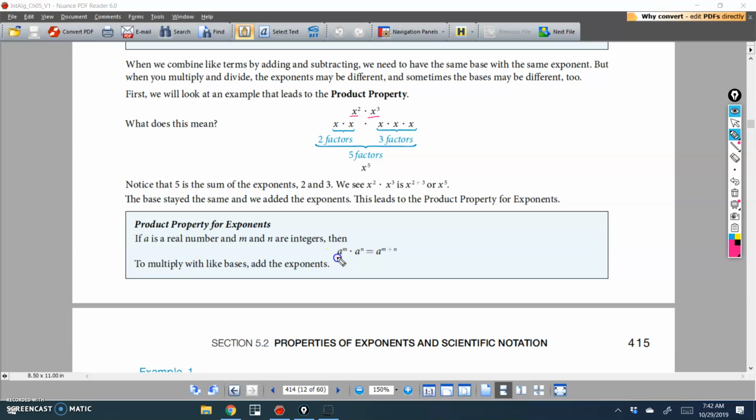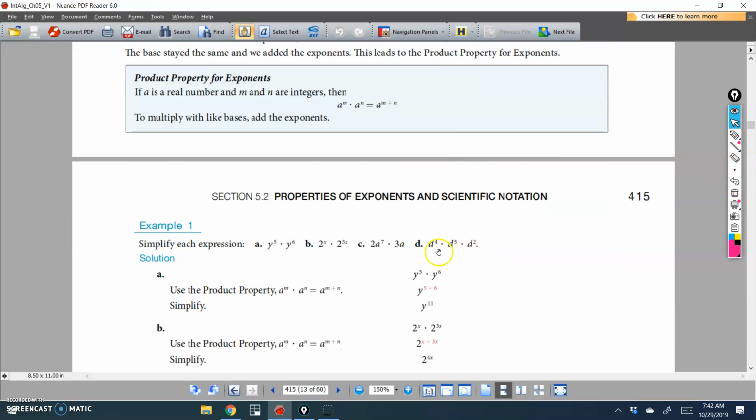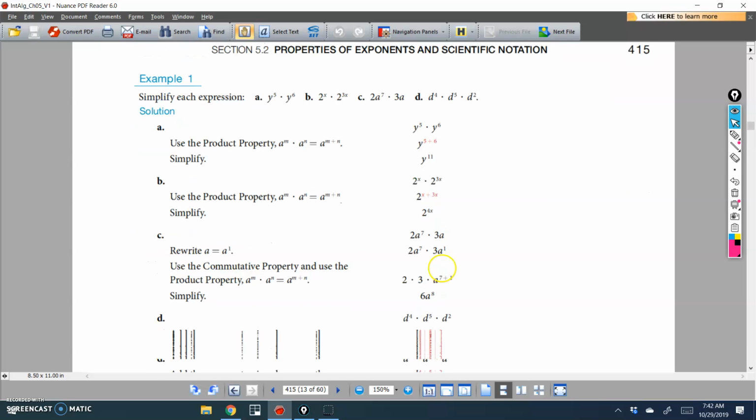So the rule is when we multiply like bases together, we add the exponents. That's what's going on here. So that's property 1. And let's look at some examples.